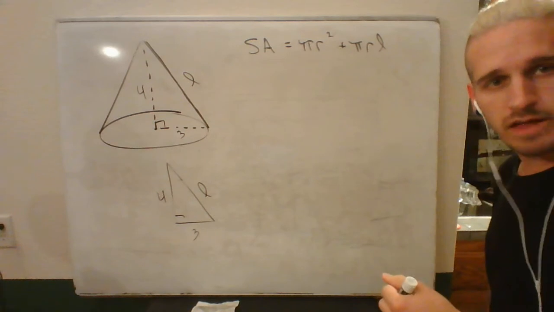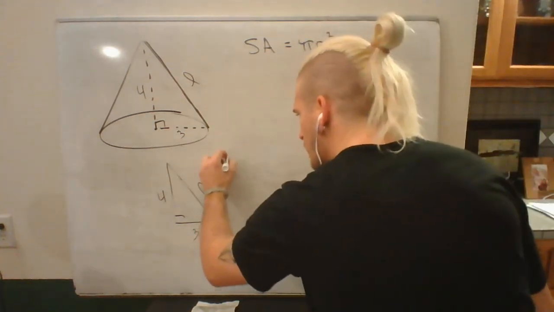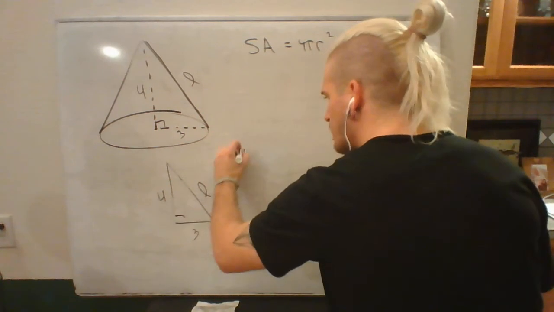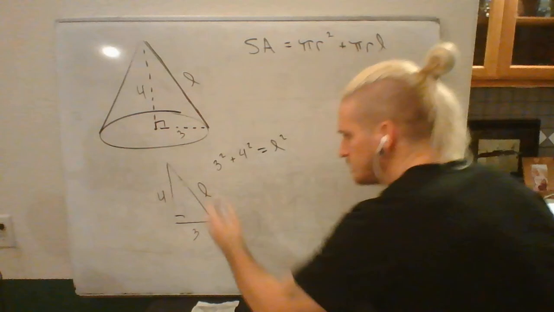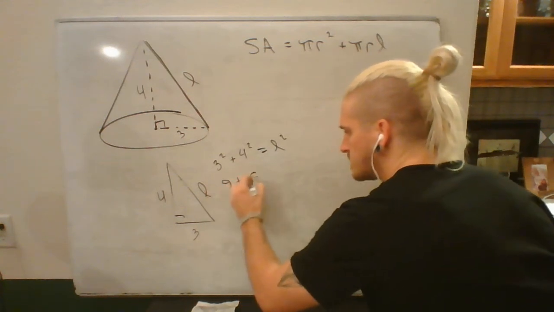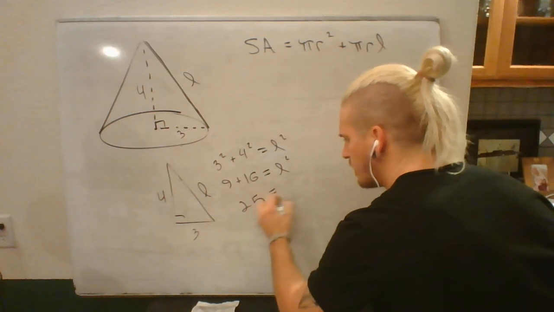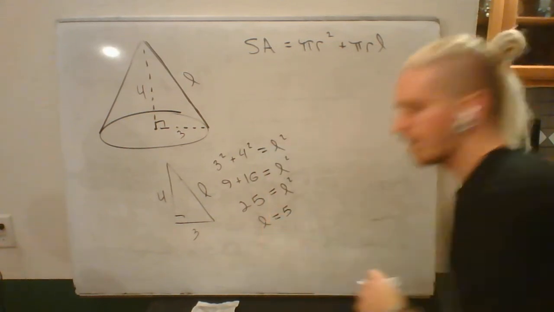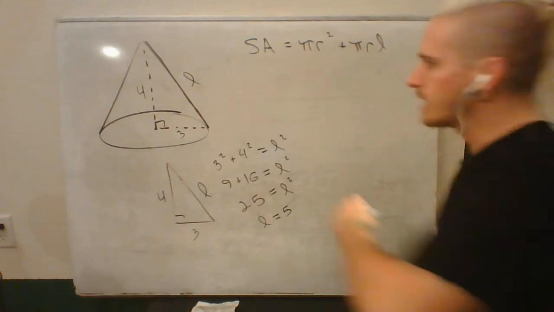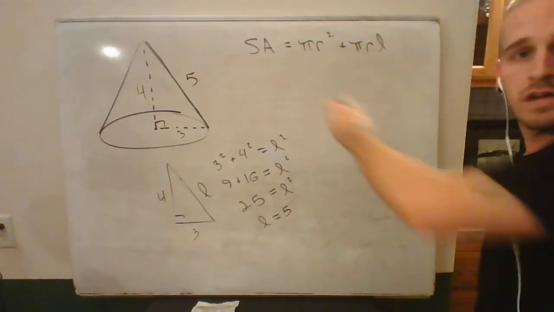Well, we know how to do that: the Pythagorean theorem. So we have 3 squared plus 4 squared equals L squared. That's 9 plus 16, which is 25. So if L squared is 25, L is 5. All right, so we now have the slant height of the cone. We can go ahead and put it here instead. And now we just have to fill in the formula.